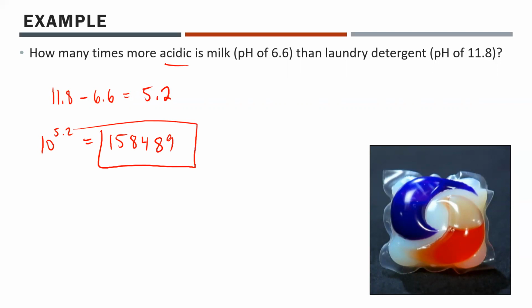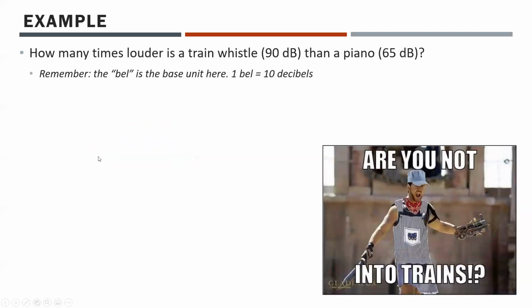There it is, right? Super quick, super clean, super simple. Just find the difference between your magnitudes and then go 10 to the power of that difference. That gives you your difference in intensity. So 158,489 times more acidic. Neat, right? Moving on. What about this one?